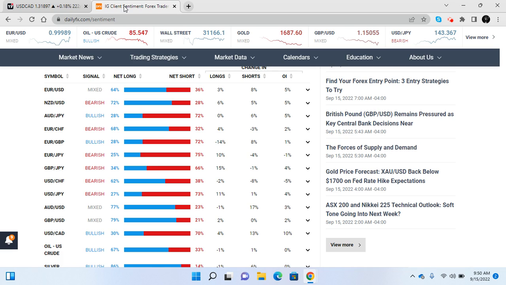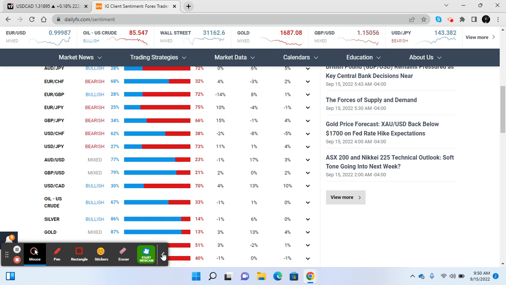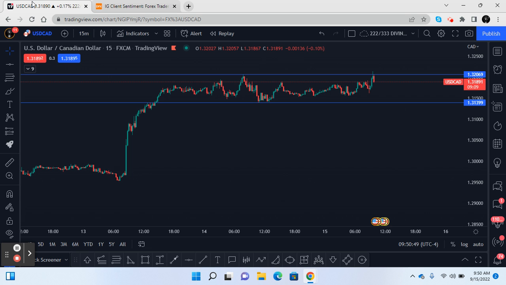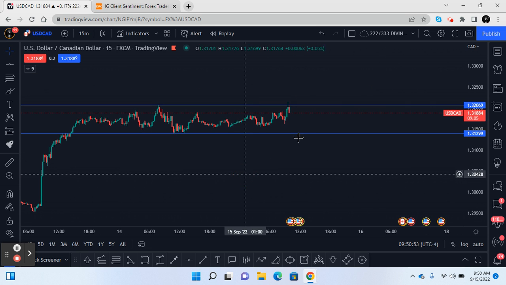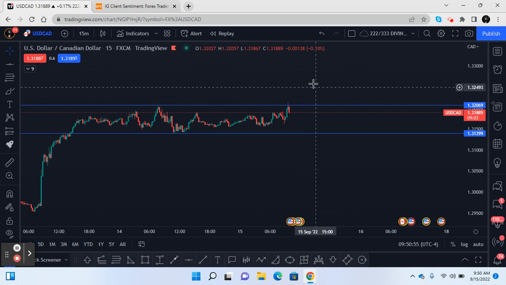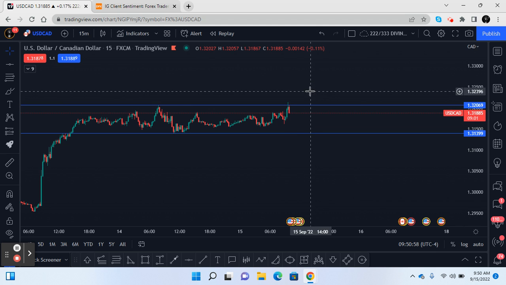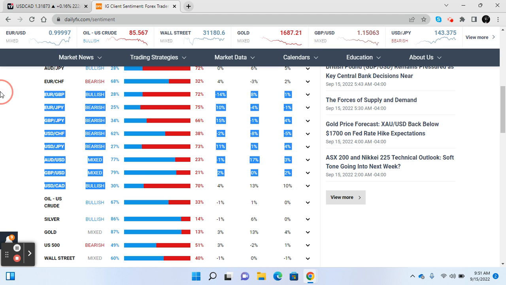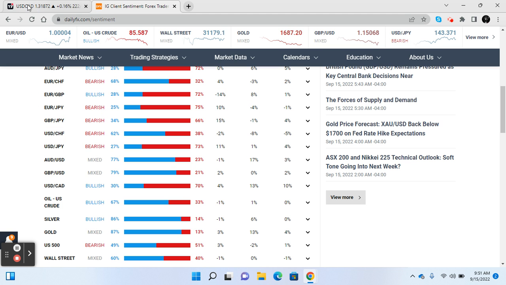Okay, all right, so let's check some other stuff out. Let's look at the sentiment. All right, so on the sentiment, we have 30% are bullish and 70% are short. So we do know, based off of this, that the sentiment overall is bearish. However, I feel like we may even get another move up here to wipe out all of these short orders of 70%. So we really want to be mindful.